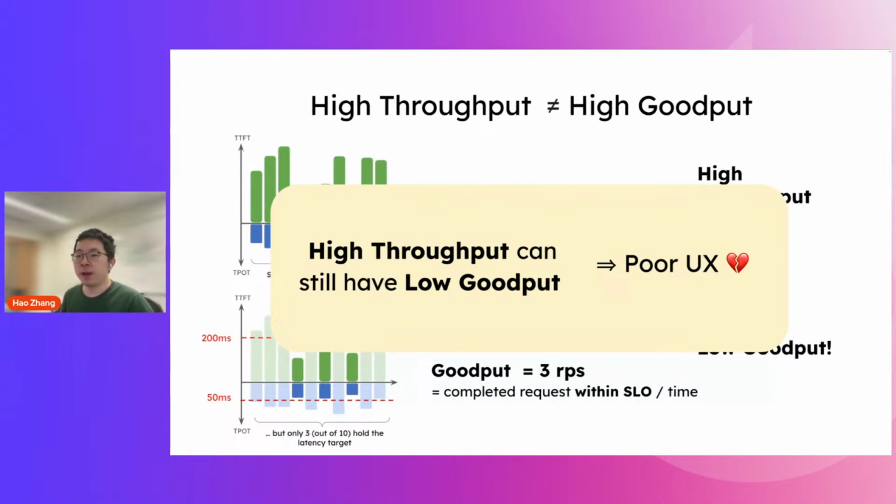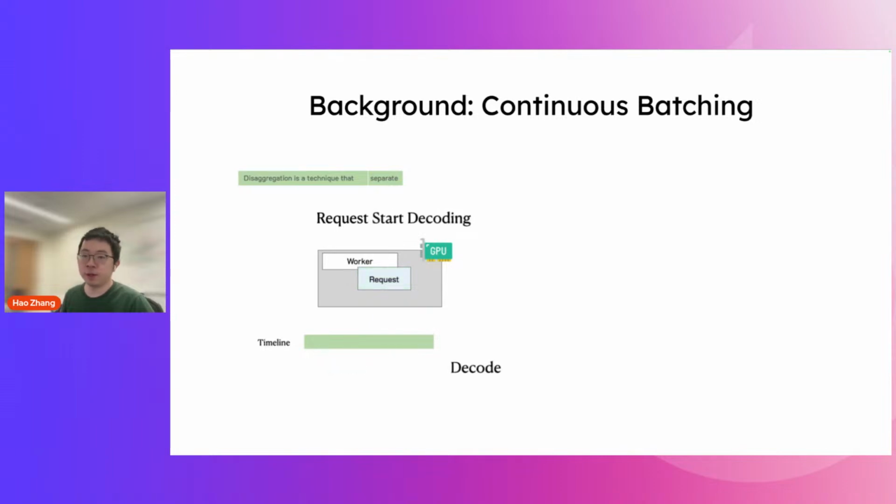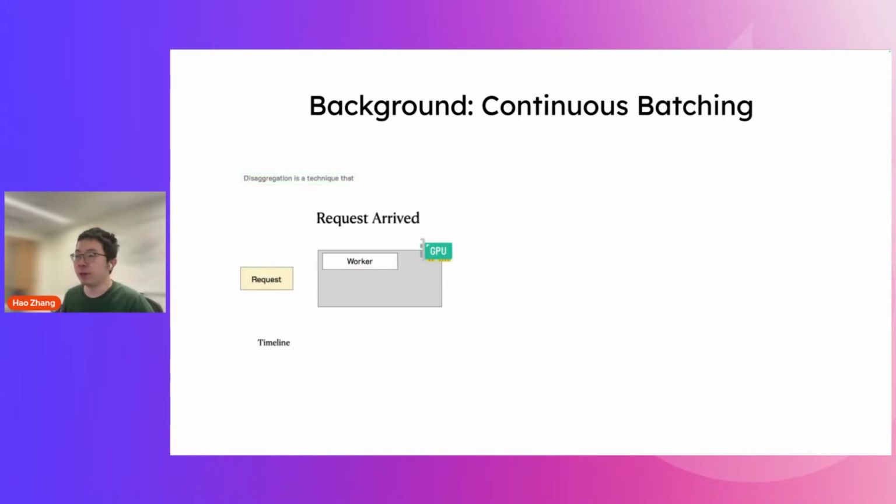Let's take a step back and understand how a request goes through the contemporary LLM engines. When a request comes into an LLM inference engine like vLLM, the system will first take the user input and generate the first token. This process is called prefill. After prefill, the request starts to generate the rest of the text token by token until it finishes. This process is called decode.